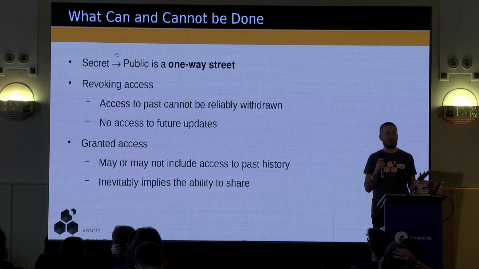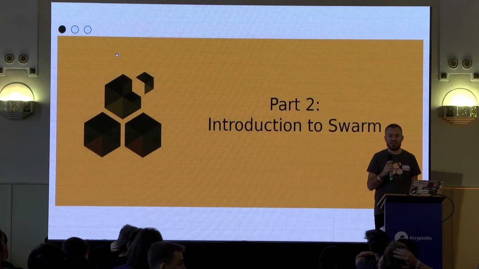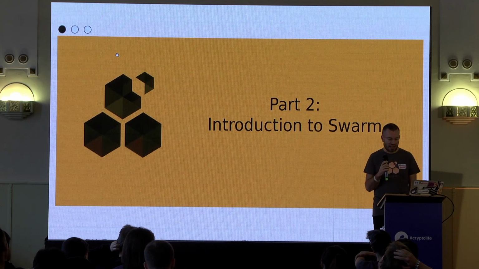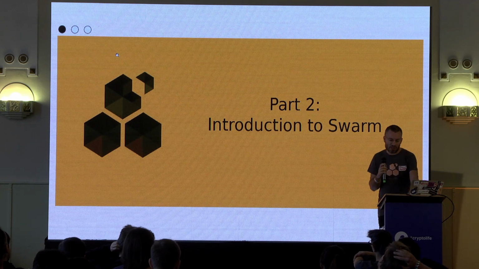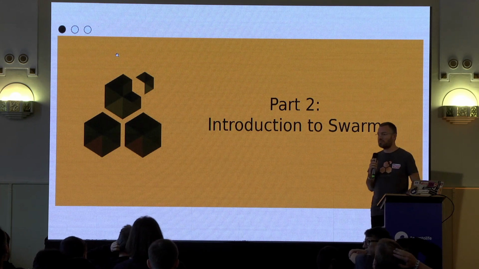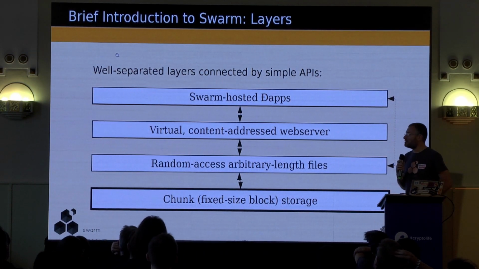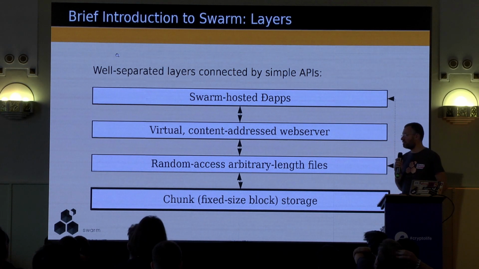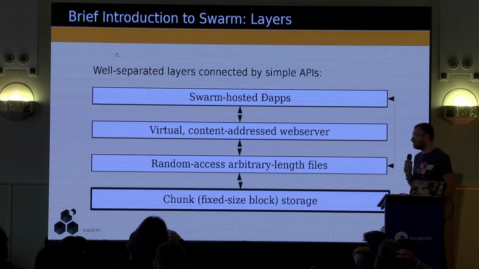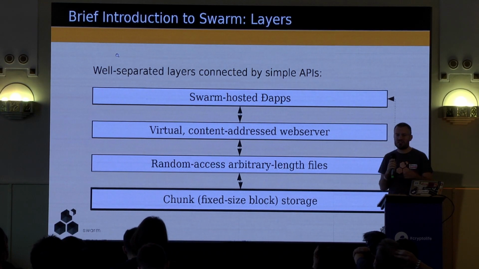So these are the basic principles. And now, before I actually tell you how it is implemented, I think that a brief introduction to how Swarm actually works is in order. Many of you might already know this, but I think that it's beneficial to do a quick recap. So first of all, Swarm is a layered system, just like the internet. And the bottom layer, the one in which most of the interesting stuff happens, deals with fixed size chunks which are passed around between nodes.